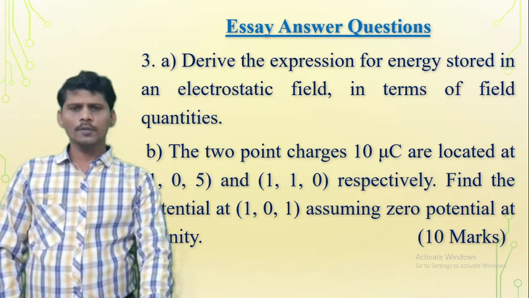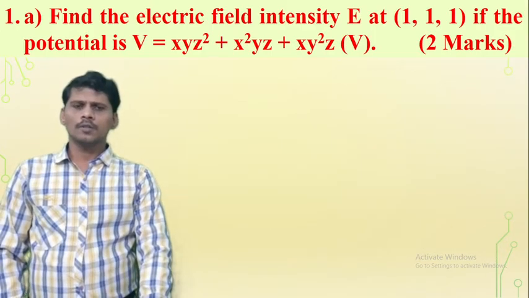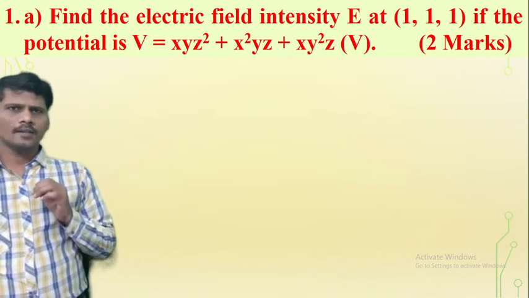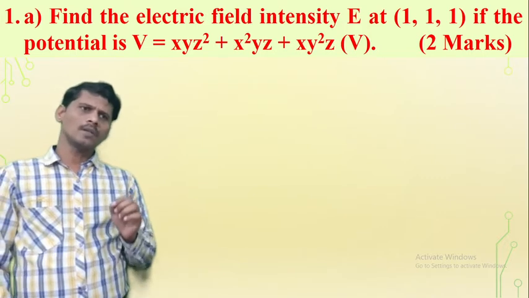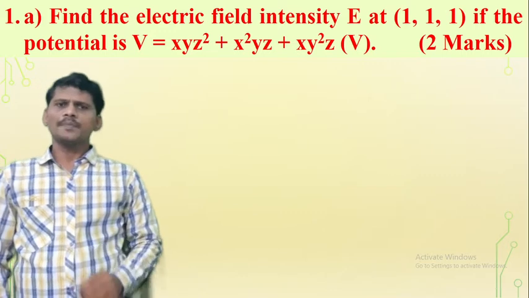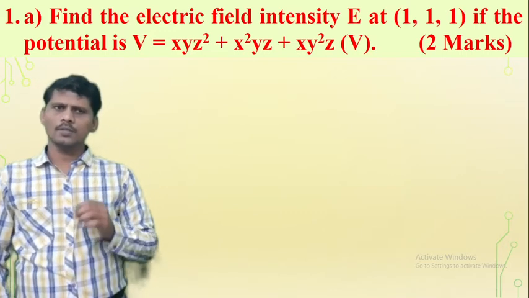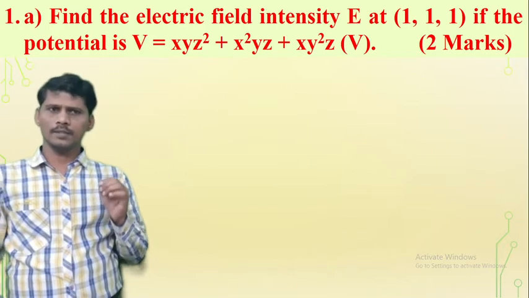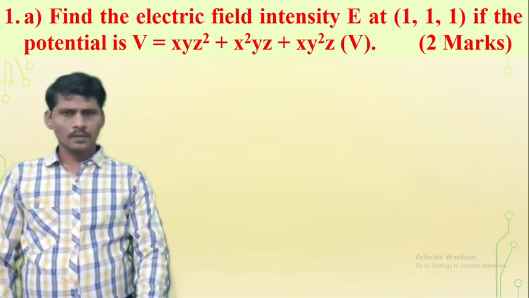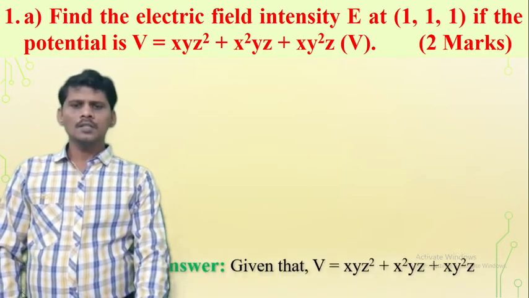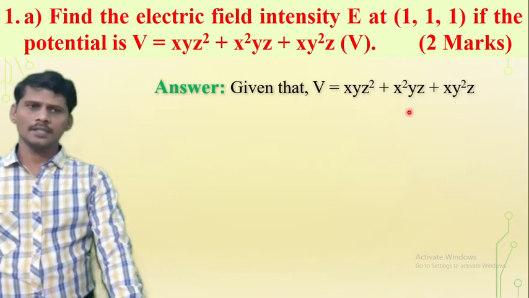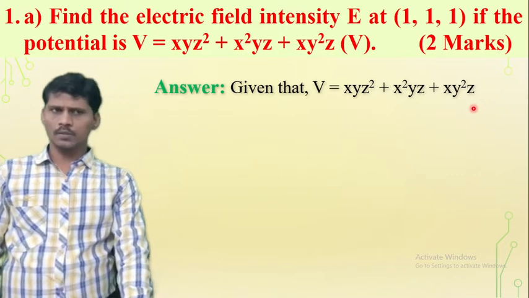So first we are going to discuss short answer questions. Question number 1a: find the electric field intensity E at 1, 1, 1 if the given potential is V equal to xyz square plus x square yz plus xy square z. See, in the bracket, V is in volts; voltage is measured in volts. So coming to the solution, given that the potential V is equal to xyz square plus x square yz plus xy square z.